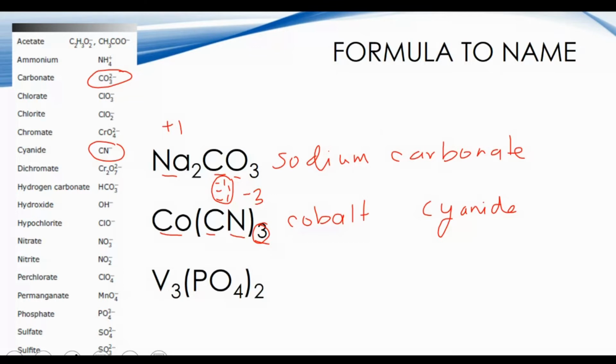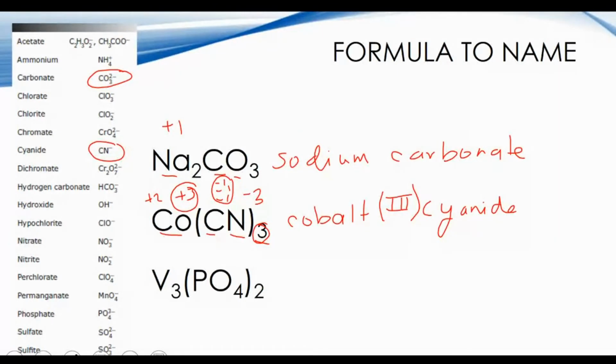And we said that cobalt could have a +2 or a +3. So because we know the rule is that they have to equal 0, I'm going to go with the +3 because that will cancel out the -3. So because I chose +3 as my charge, Roman numeral 3 is the one that belongs in the name. So Co(CN)3, its name would be cobalt-3 cyanide.